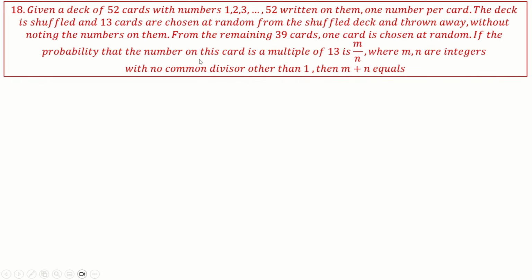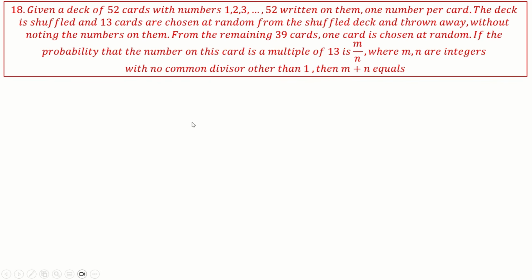13 cards are removed without noting the numbers on them. From the remaining 39 cards, one card is chosen at random. If the probability that the number on that card is a multiple of 13 is m by n, where m and n are integers with no common divisor, basically in the minimal form, then m plus n is equal to.